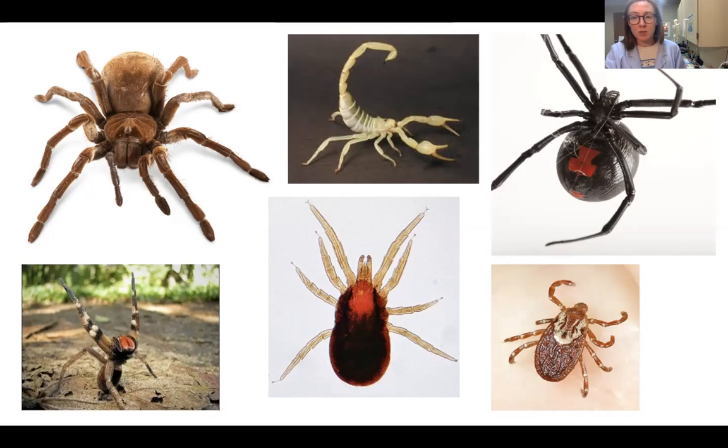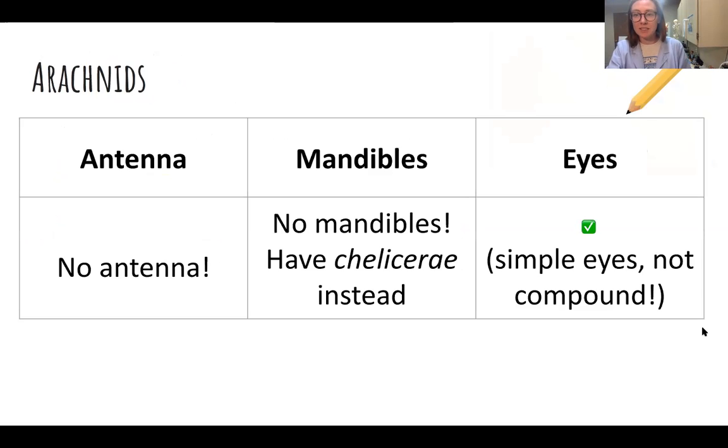These guys are also special because they are, again, missing some of those features that we tend to associate with arthropods. They don't have antennas. They don't have mandibles. They have chelicerae instead, which are like mandibles, but are more pinchery. And they also have simple eyes that are not compound, which is kind of a unique thing here. But they're still going to be classified as arthropods because they've got the jointed legs, the exoskeleton, well-developed nervous system. And then they basically have the segmented body bit.